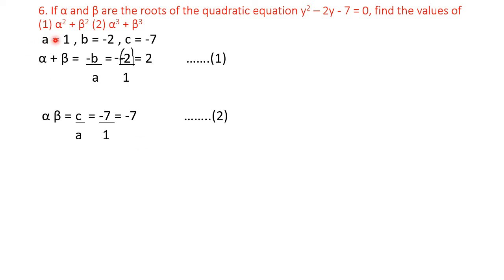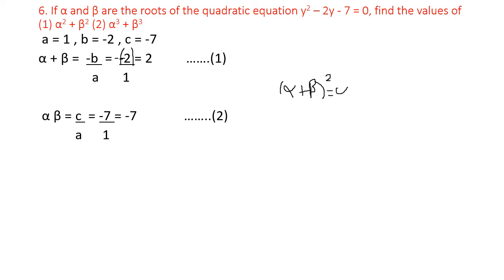Why are we doing this, children? Because we have been told to find out alpha square plus beta square. Now actually we don't have the straight formula for alpha square plus beta square. We can find out alpha plus beta the whole square. That can be alpha square plus beta square plus 2 alpha beta. Remember, in identities we had a plus b the whole square. Yeah, it was a square plus 2ab plus b square. So same logic we are going to use here, children. I'll just show you what we are doing. Suppose we are using alpha plus beta the whole square.